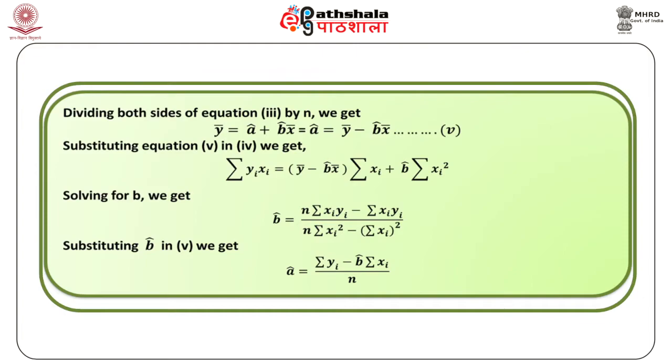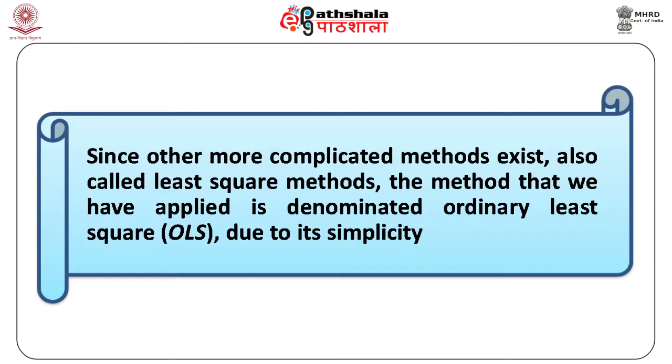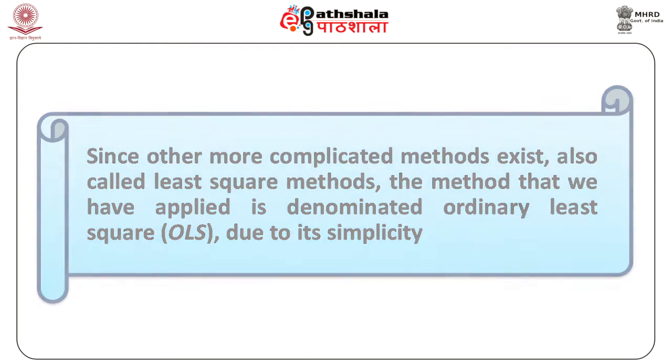Substituting b cap in equation 5, we get a cap equals summation yi minus b cap multiplied by summation xi, divided by n. These are the least square estimators. Since other more complicated methods exist, also called least square methods, the method that we have applied is denominated as ordinary least squares or OLS due to its simplicity.